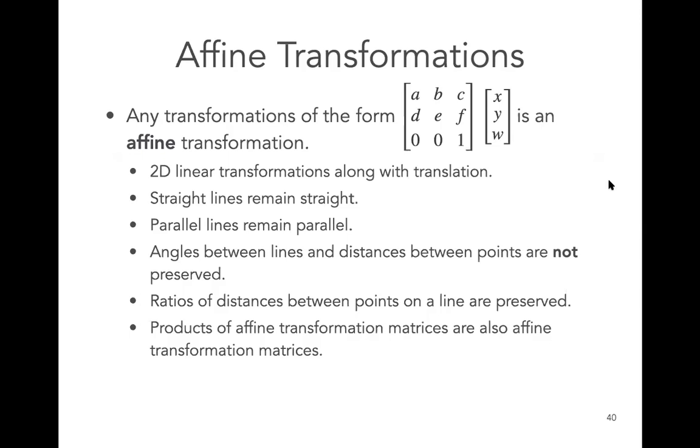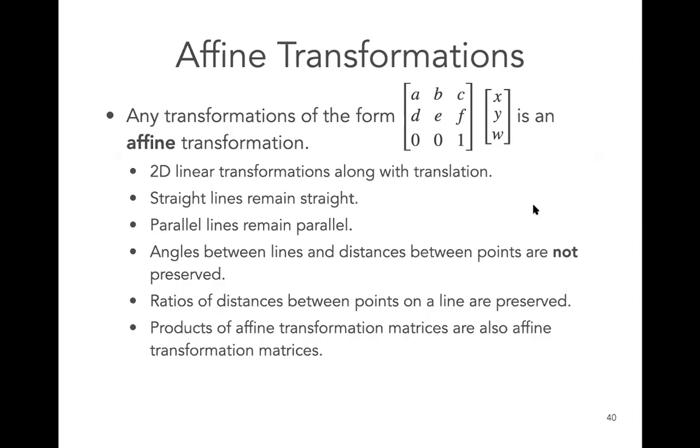Ratios of distances between points on the same line are preserved. So if you have like a ruler and you mark off the halfway point and the start and the end, and then you apply an affine transformation, that halfway point is still going to be halfway, even after the affine transformation. And products of affine transformation matrices are also affine transformation matrices.